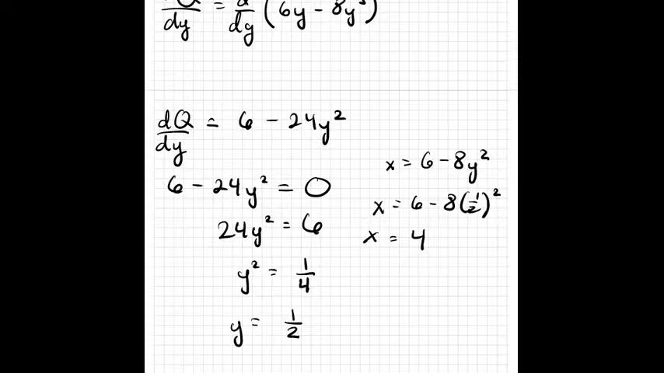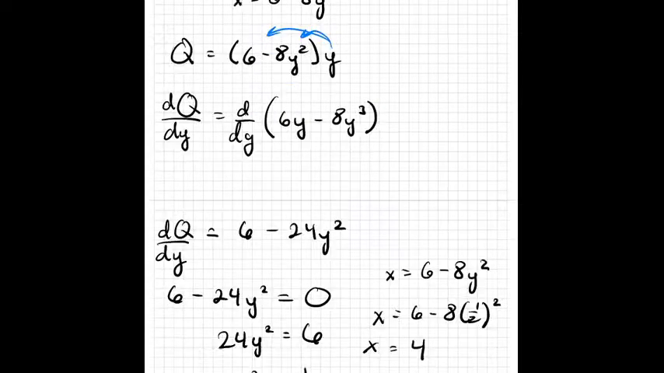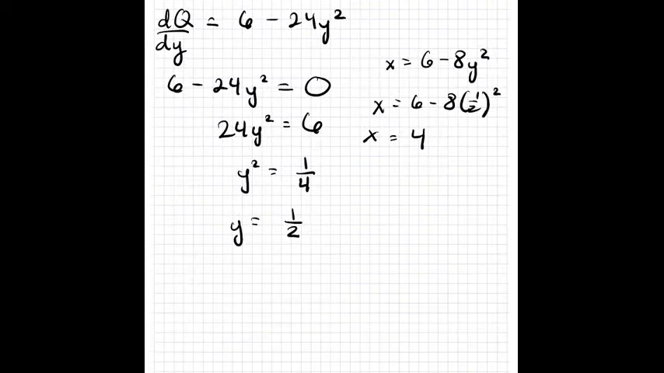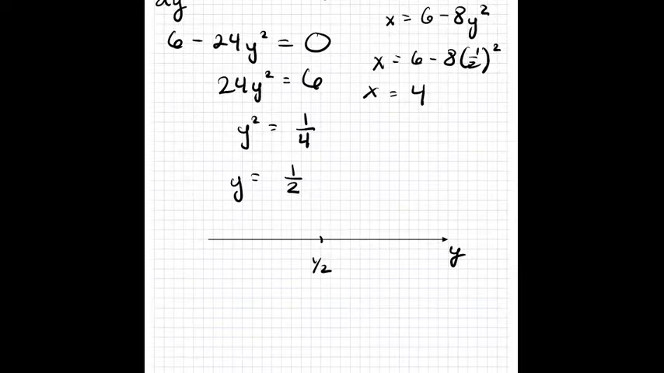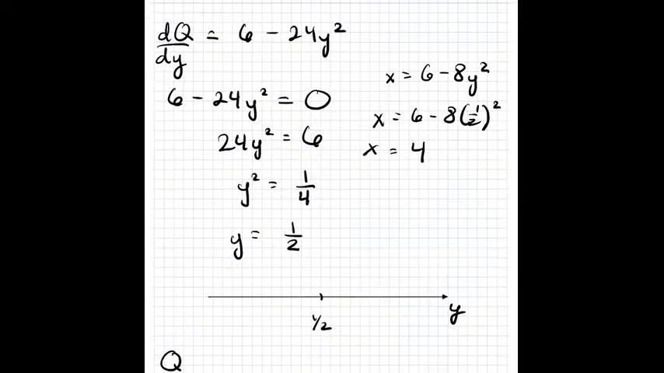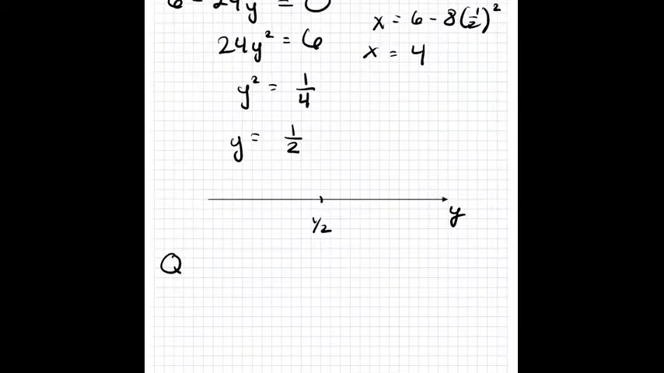Oh wait, let's verify that y is indeed a max, right? I mean, that should be it, but we still should verify. So say this was y, here's the 1/2. We need to see how the original function q behaves when we plug in that 1/2. Let's look at q prime. I think when we plug the 1/2 in for y in the q prime, that gives us a 0.